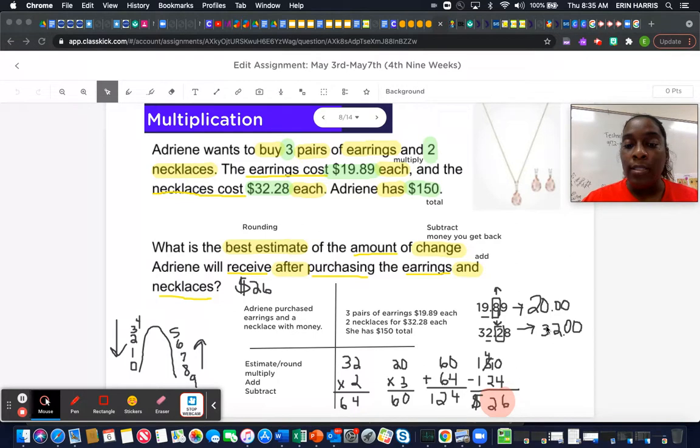When we do estimation, we are trying to find compatible numbers. We want to get these numbers rounded to the nearest whole number. That way we can do our best estimation on how much they spent, or how much is left over, or how much is their total. So we always want to use compatible numbers, okay? $19.89 is close to $20. $32.28 is close to $32.